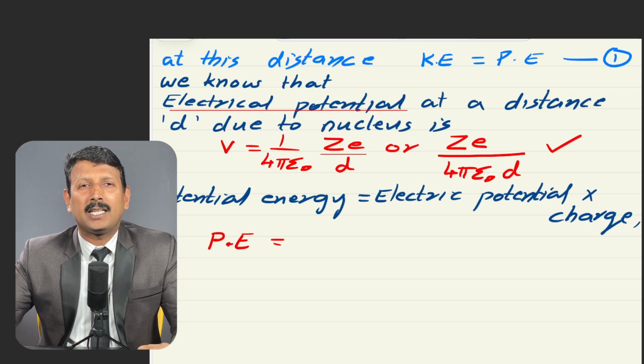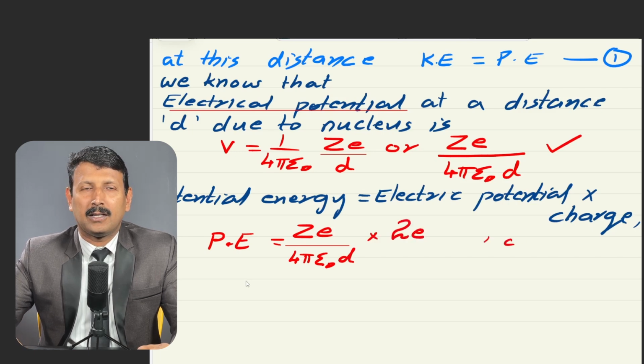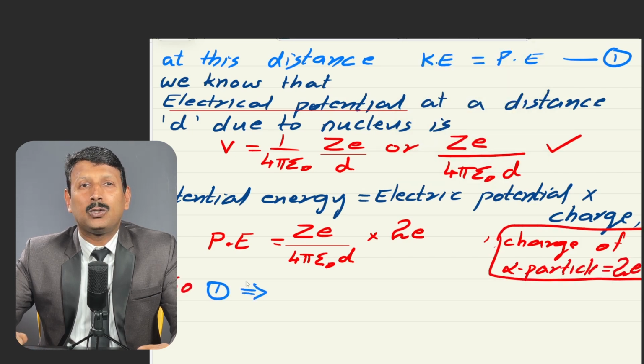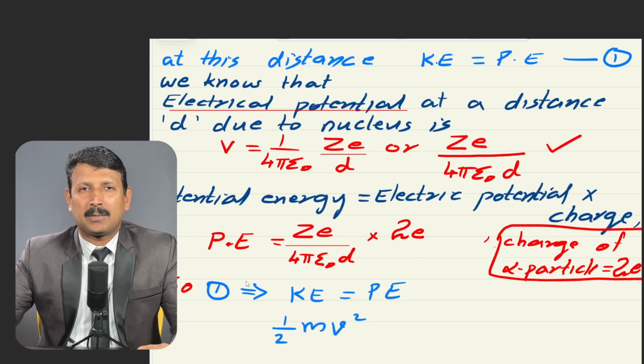Now the potential energy expression is electrical potential times charge. The electrical potential we wrote here. So potential energy is equal to Ze/(4πε0 d) times the charge of the alpha particle, that is 2e. Now we have the potential energy expression with us.